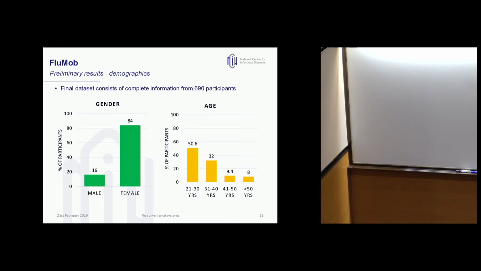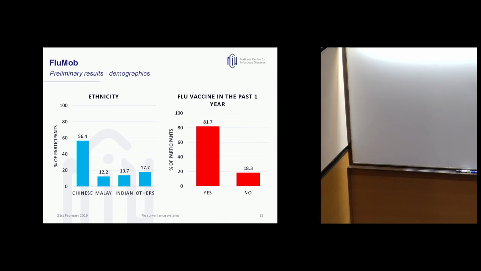So anyways, let's go to the demographics quickly. There's a lot of females in the hospital setting. The majority of our participants are from 21 to 40 years old, mainly Chinese. The interesting thing, which is related to your question, is that a lot of our healthcare workers are very well vaccinated.